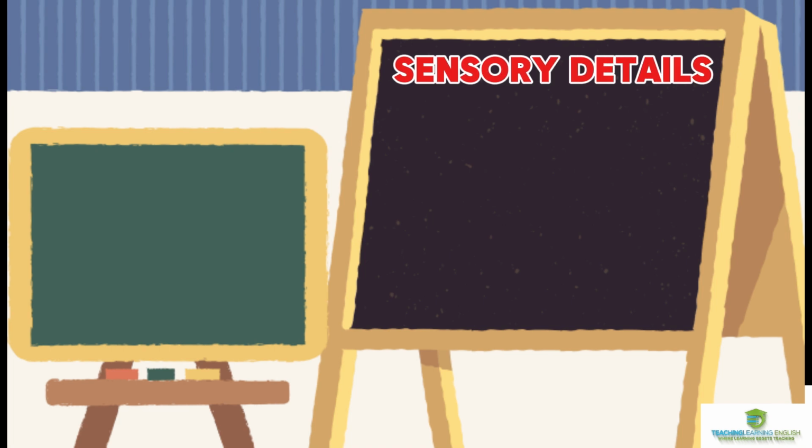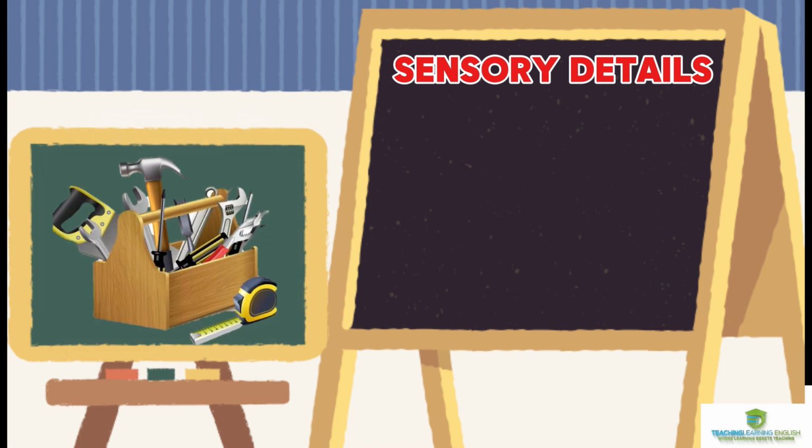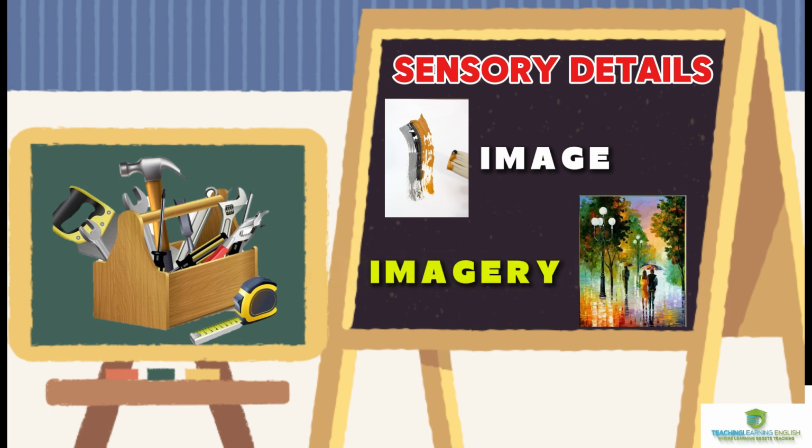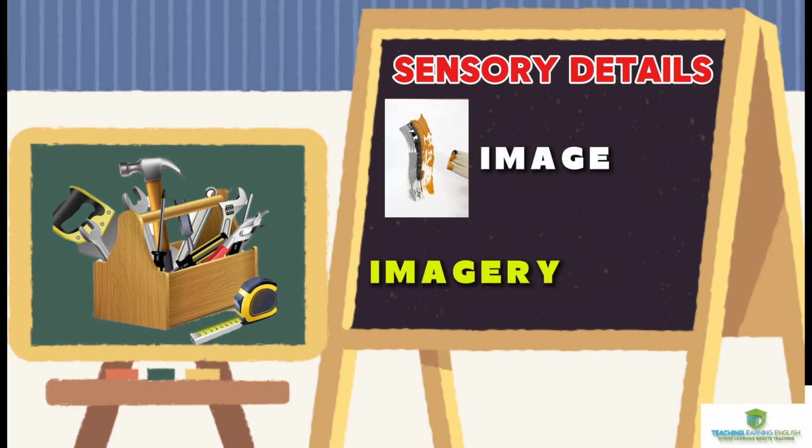Think of it this way. Sensory details are the tools in your toolbox. An image is one tool at work, like a brush stroke on a canvas. Imagery is the whole painting that those brush strokes create. Remember how we used sensory details to describe the five senses? Let's revisit those examples and see how they work as images.